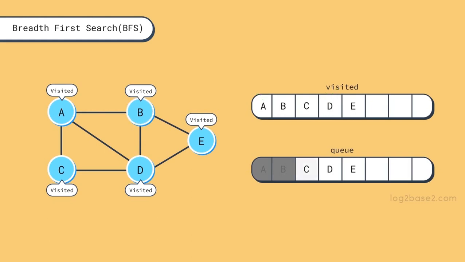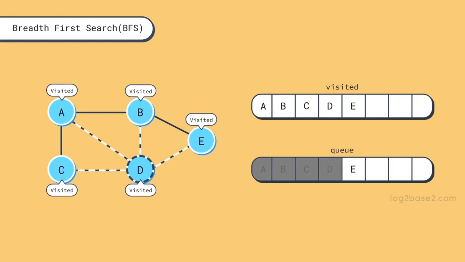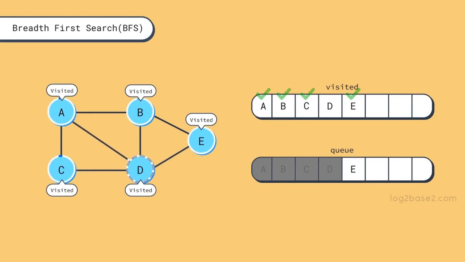So take the next element C. Its neighbors are A and D. Both are visited. So just move to the next one, D, and its neighbors are A, B, C and E, which are also visited already. So take E. Its neighbors are B and D. Again, both are visited. Now, there are no more elements in the queue. So we can say all nodes of the graph are visited now. So this is what BFS traversal is. We start from a vertex or node, visit it, visit all its neighbors, then visit all their neighbors and so on. So let us see how to implement it.